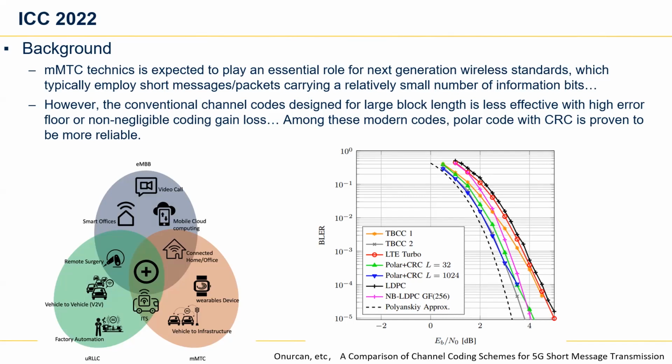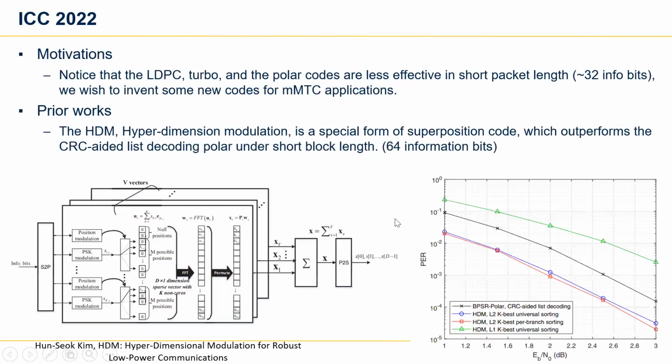Among these modern codes, polar codes with CRC are proven to be more reliable, as we can see in the right figure. So the motivation of our work is that we notice the modern codes are less effective at short packet lengths, around 32 information bits, so we wish to invent some new codes for massive machine-type communications.